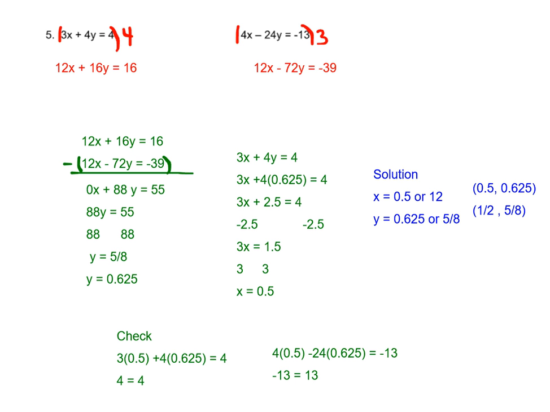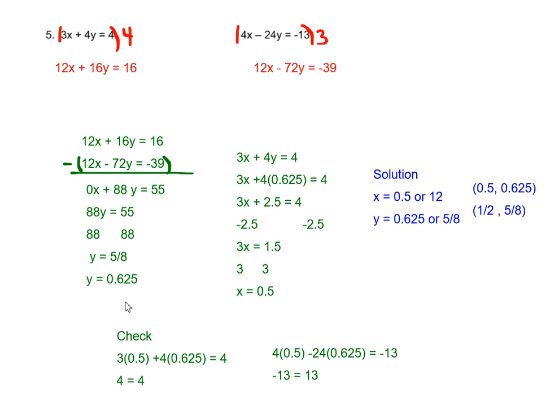All right, now that you have gone through and figured out what you needed to do, I started by getting rid of my x's, so I multiplied my first equation by 4 to get 12x plus 16y equals 16. I multiplied my second equation by 3 to get 12x minus 72y equals 39. I set them up right here where I was subtracting the two, so 12x plus 16y minus 16, minus, and I put my equation in brackets, 12x minus 72y minus 39, so I got 0x, 88y, and 55. Solve for y, and y was 5 over 8, or 0.625.